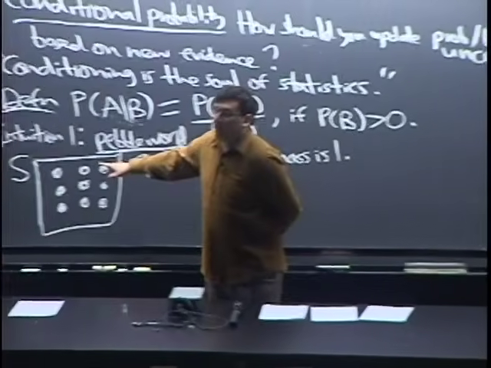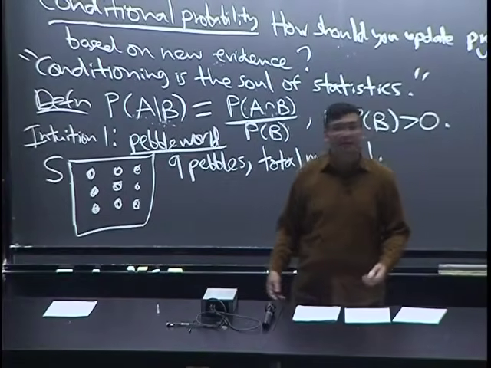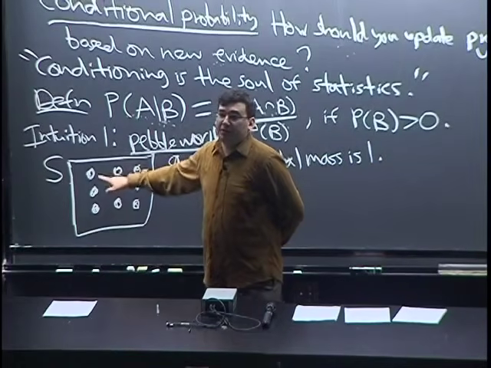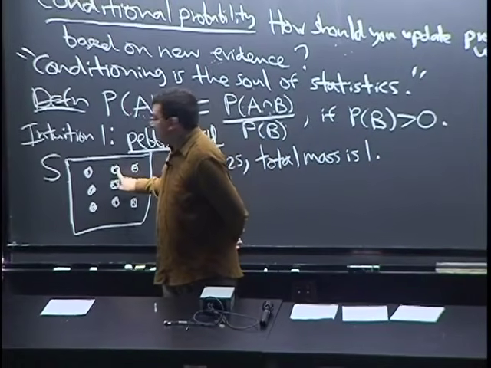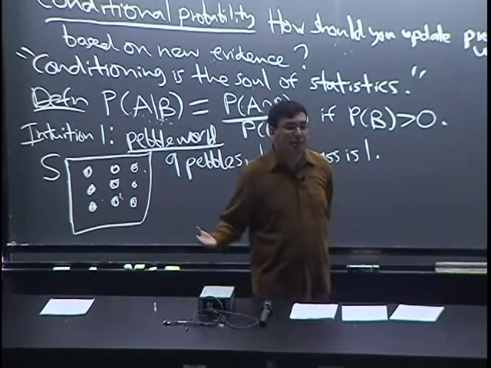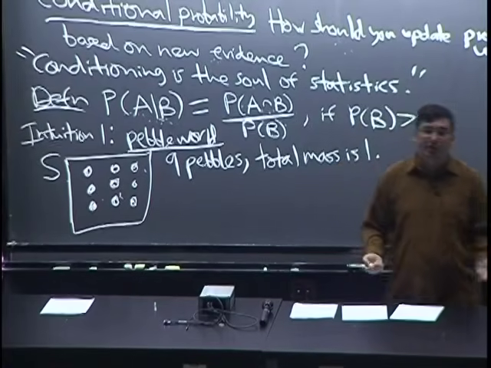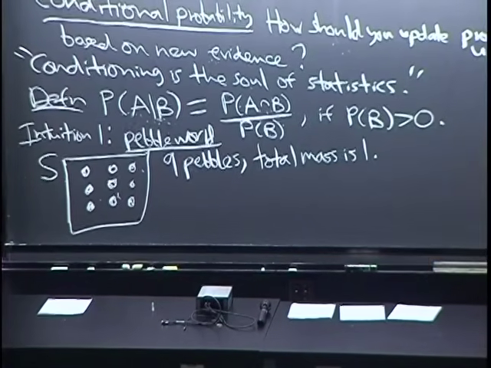This is a sample space, so if you were paying attention, we talked about sample spaces. That's all possible outcomes of our experiment. So in this example, there are 9 possible outcomes, and each one might be 1/9, or they might be different probabilities. That is, some of the pebbles are more massive than others. Okay, that's the setup.